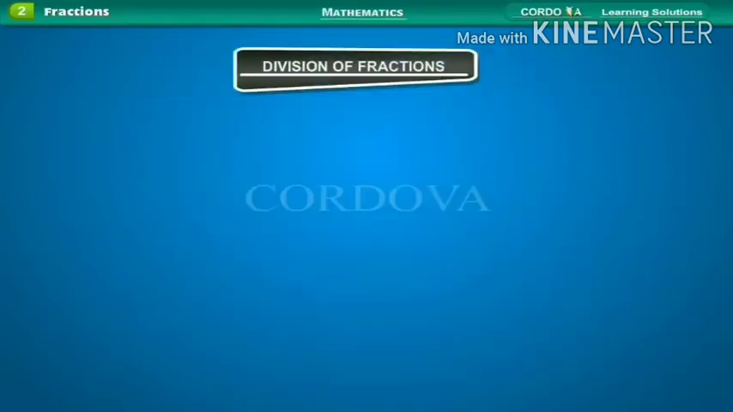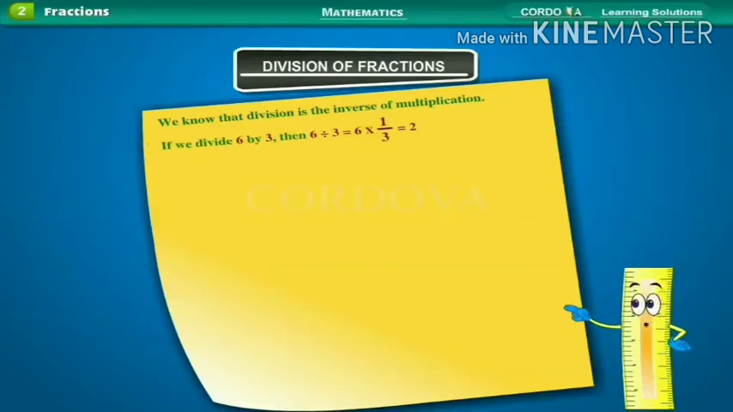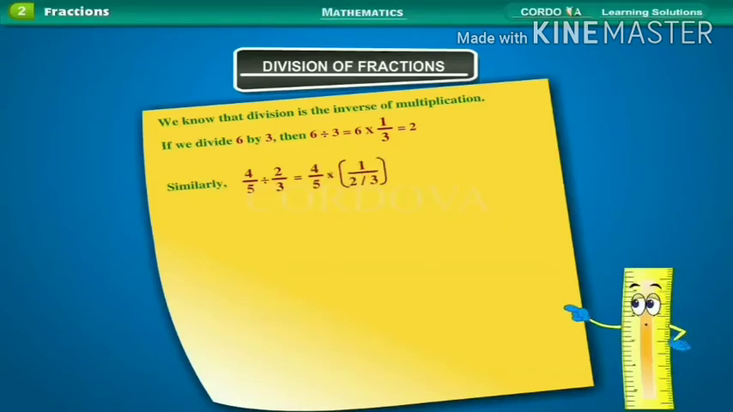Division of fractions. We know that division is the inverse of multiplication. If we divide 6 by 3, then 6 divided by 3 is equal to 6 into 1 upon 3, which is equal to 2. Similarly, 4 upon 5 divided by 2 upon 3 is equal to 4 upon 5 into 3 upon 2, which is equal to 6 upon 5 quotient.